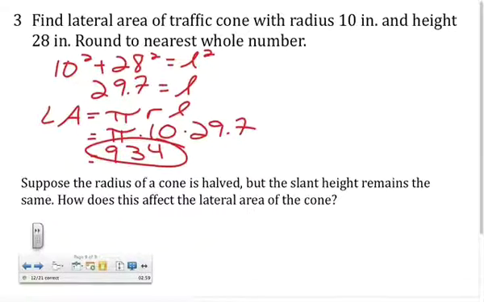Once again, there was an additional question on that your turn that I want to very quickly talk about. Suppose the radius of a cone is halved, but the slant height remains the same. How does this affect the lateral area of the cone? What do you think? It'll get halved, because the radius isn't getting squared or anything funky in the formula.